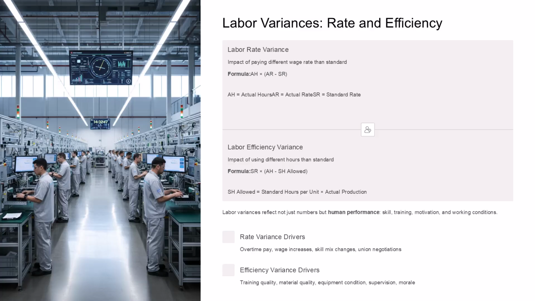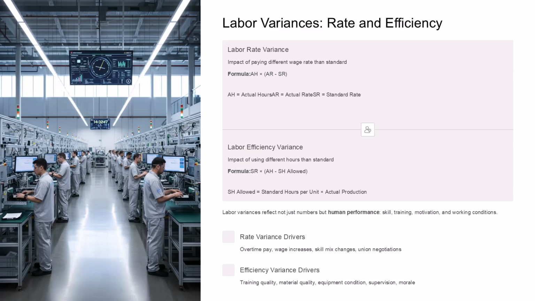The formula for labor efficiency variance is standard rate per hour times the difference between actual hours worked and standard hours allowed. Standard hours allowed equals standard hours per unit times actual production volume. If workers took more hours than standard to produce the output, the variance is unfavorable. Productivity was low. If they took fewer hours, the variance is favorable. Productivity was high.